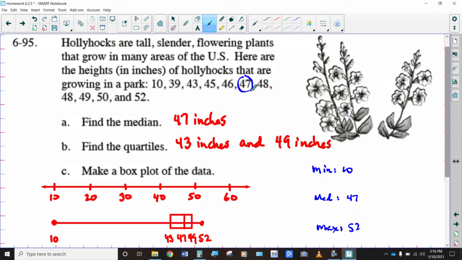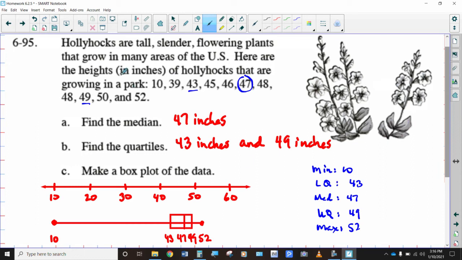Now we have to take everything below the median to find the lower quartile. That's going to be the lower quartile, or sometimes called quartile number 1. And then the median of the upper data is going to be the upper quartile, which is sometimes called the third quartile, which would be 49.